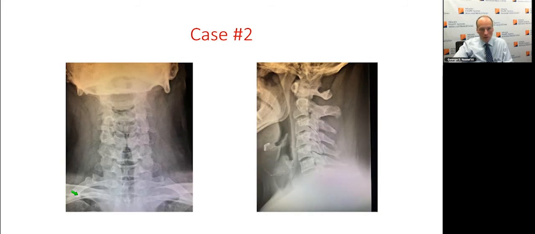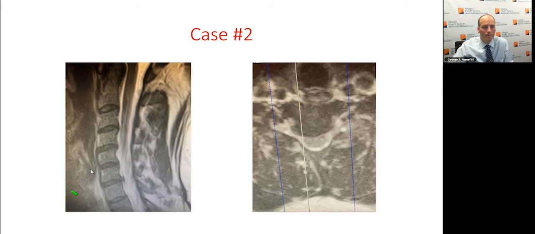These were his radiographs, which were a little arthritic, but nothing terrible. Ended up getting an MRI, and you'll see right here at C6-7 there's a disc herniation, but more importantly, it's going out into the foramen. So this neuroforamen here is narrowed compared to the contralateral side. So we had a C7 radiculopathy.